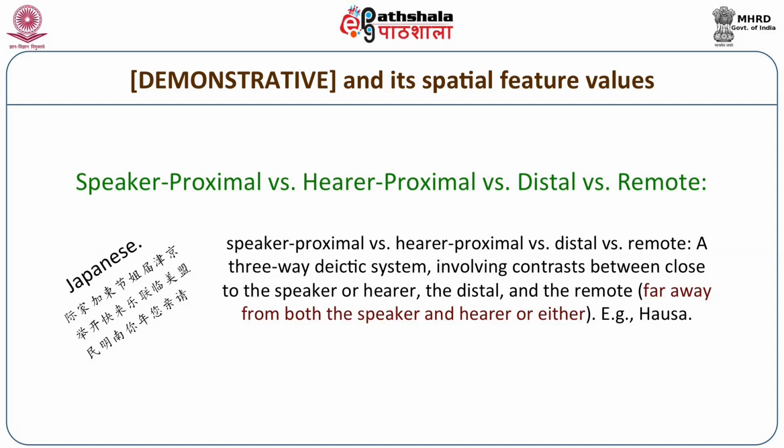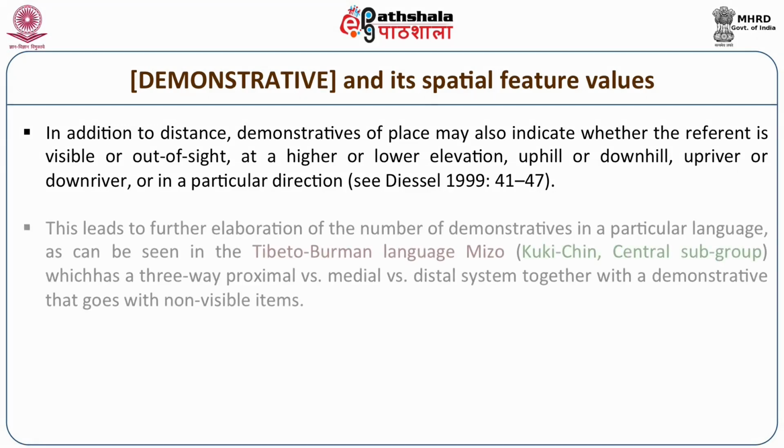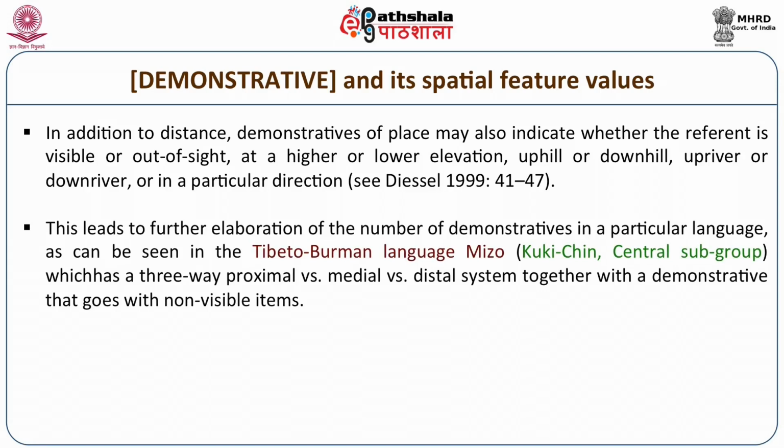Speaker proximal and hearer proximal versus distal versus remote involves the contrast between close to the speaker or hearer, the distal, and very far away from both speaker and hearer. Hausa is supposed to be such a language. In addition to distance, demonstratives of place may also indicate whether the reference is visible or out of sight, at a higher or lower elevation, that is uphill or downhill, upriver, downriver, or in a particular direction. This leads to further elaboration of the number of demonstratives in a particular language.